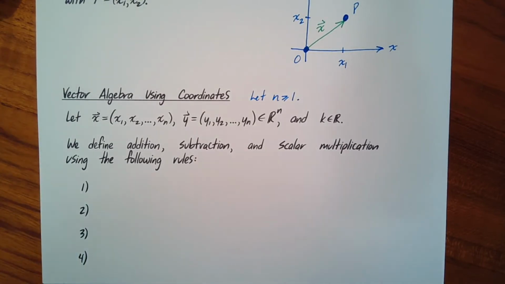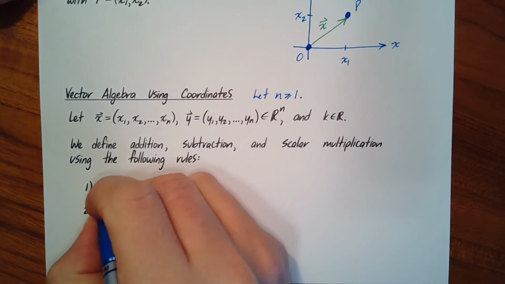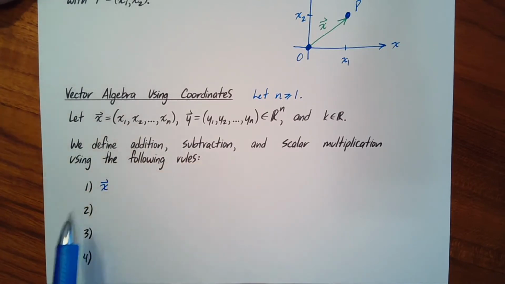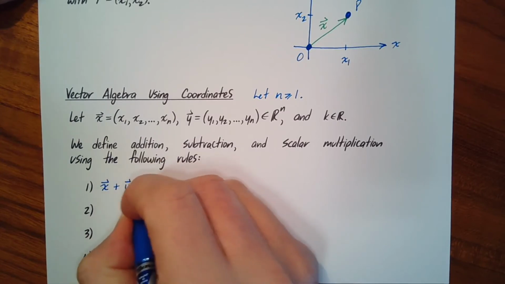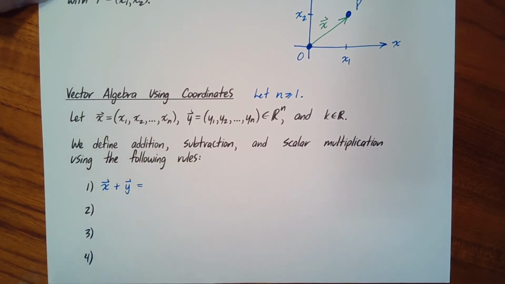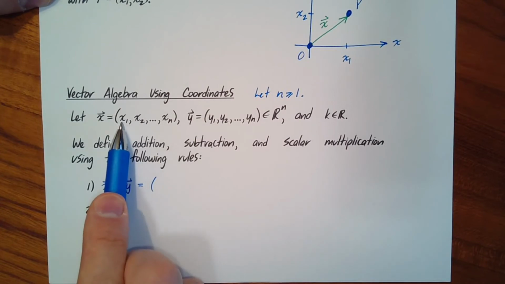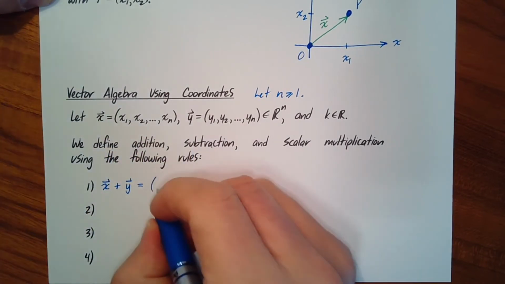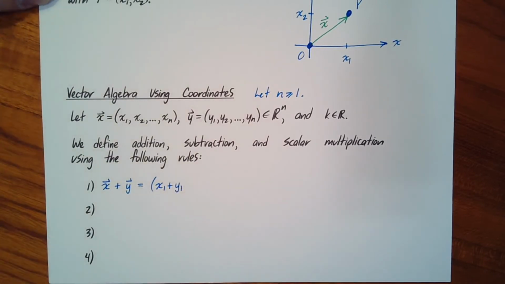The first one we're going to define is addition. And it's actually easier to define addition for coordinate vectors than it is in terms of geometric vectors, because you don't have to draw a diagram. You can just write down the definition explicitly. So if I want to add these two vectors, x and y, I get the following. The first coordinate of x plus y is just going to be the sum of the first coordinates of x and y. So just take x1 and y1 and add them together, and that's going to give you the first coordinate of x plus y.